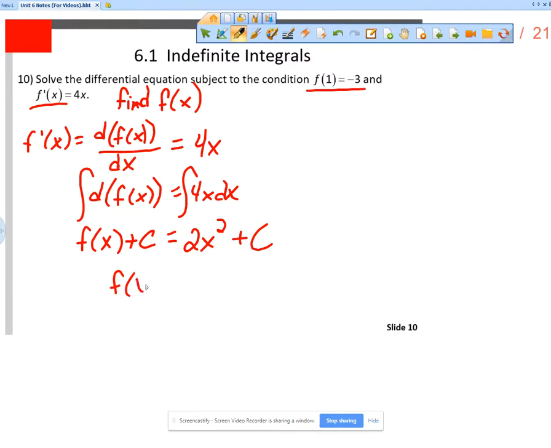Now, if I have f of x plus c and 2x squared plus c, and I want to solve for f of x, I guess I would subtract c. So I would get 2x squared plus c minus c. So does that mean plus 0? Well, no, it is not plus 0.